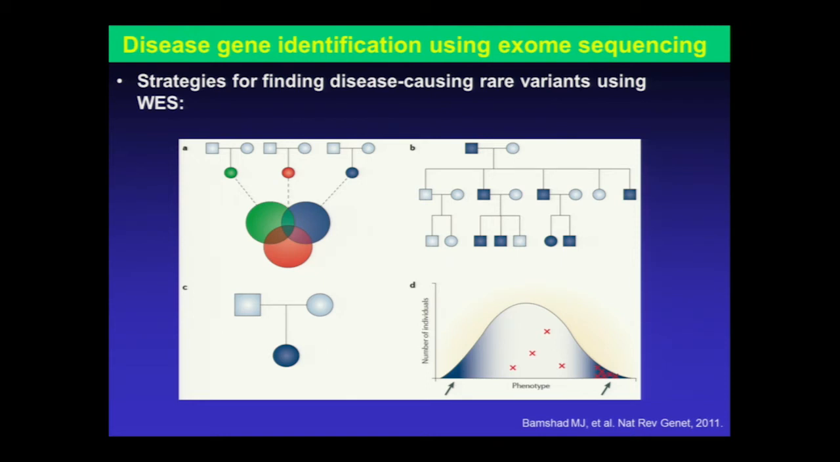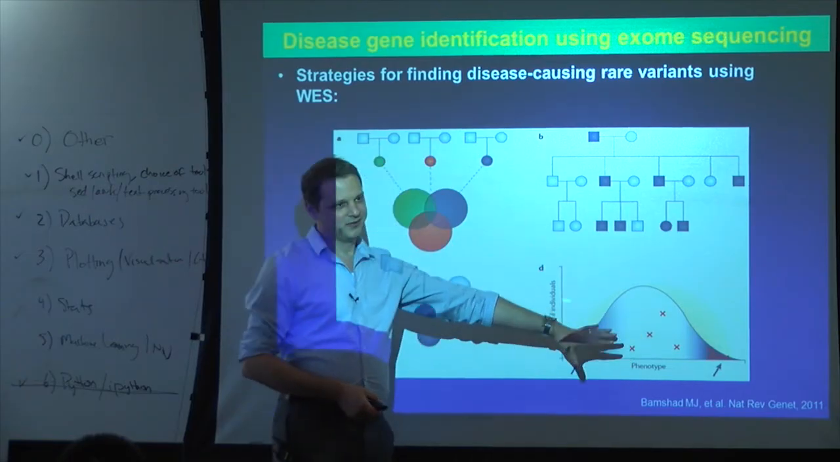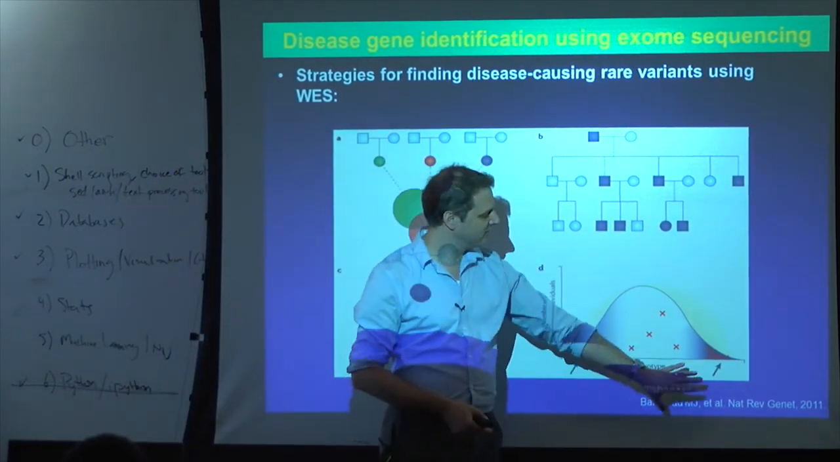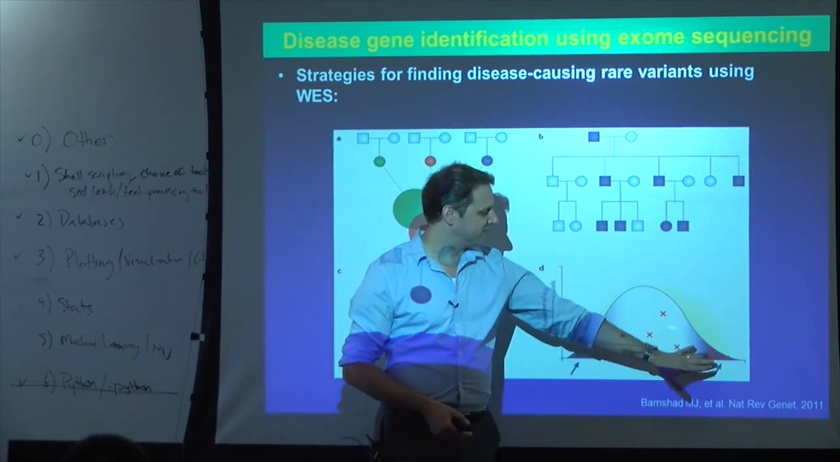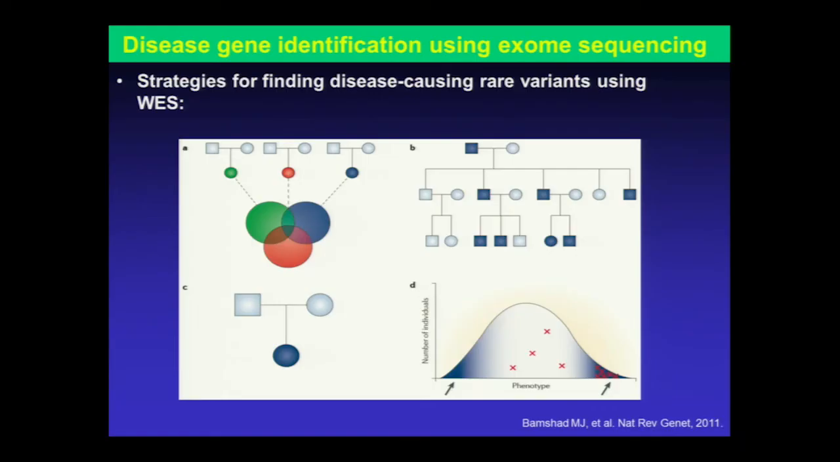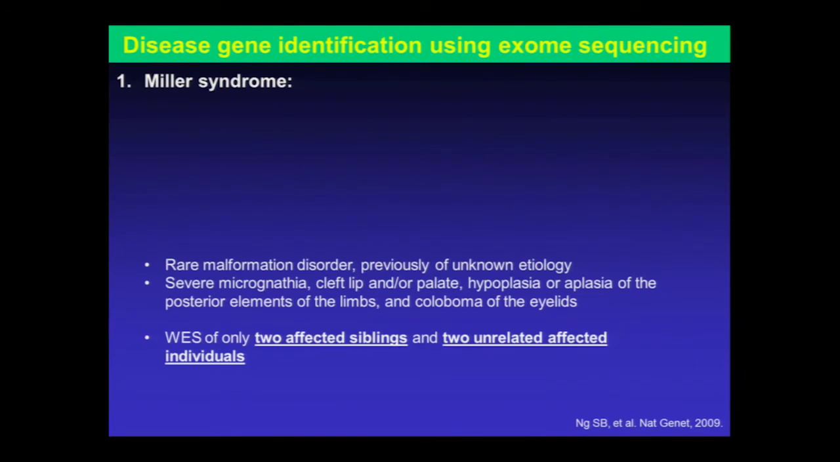And then there are other studies. For example, the next tier of GWAS is people will take cohorts, often selecting extremes of phenotypes, and do exome sequencing in those to try and find higher penetrance mutations that may be involved in sometimes common disorders. This is just one example, one of the first syndromes that was solved by exome sequencing, published in 2009.